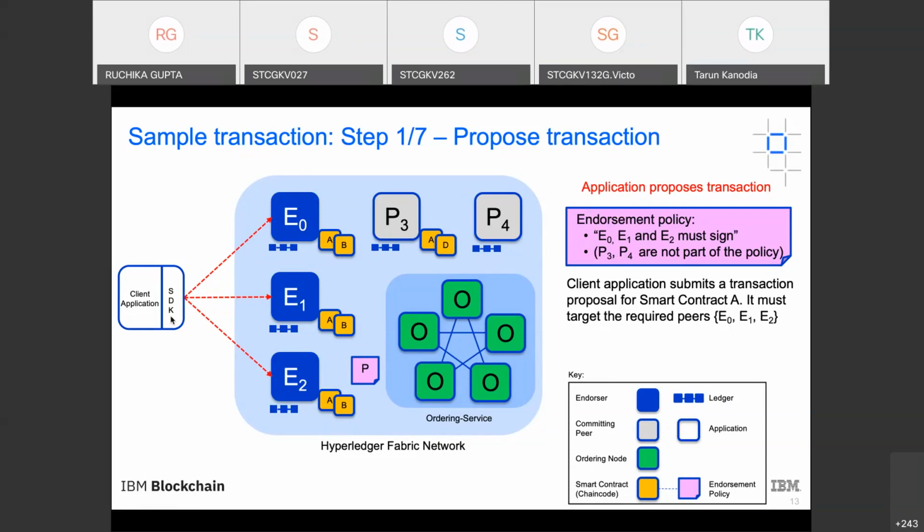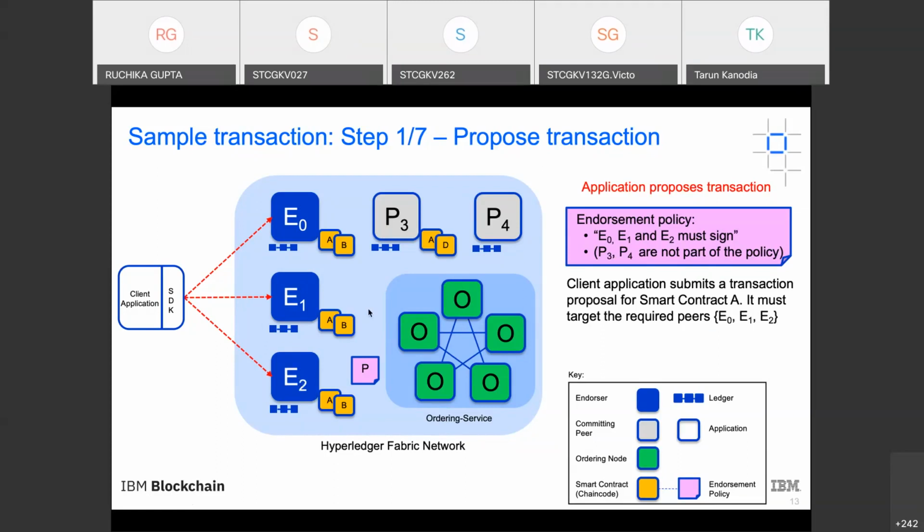So this is how it would look like. As I said, the key component of a blockchain Hyperledger network is something called the peers or the nodes. So I have these 5 peers, out of which I am saying that only 3 are the ones which are actually going to execute my smart contract, which means these 3 peers become my endorsing nodes. So E0, E1, E2 are what I am denoting as my endorsing peers. And these are the peers which will have my smart contract sitting on them.